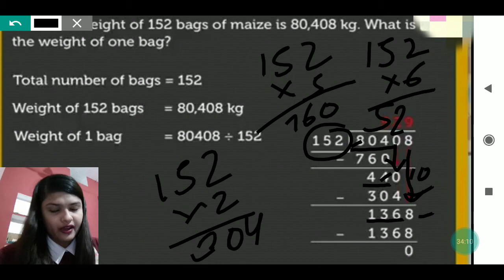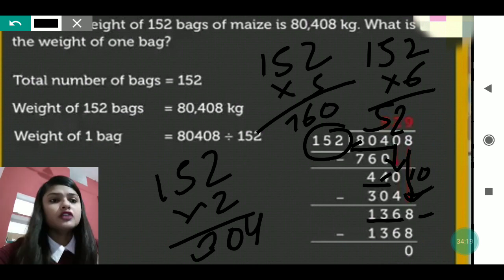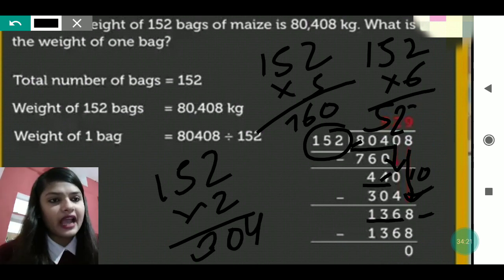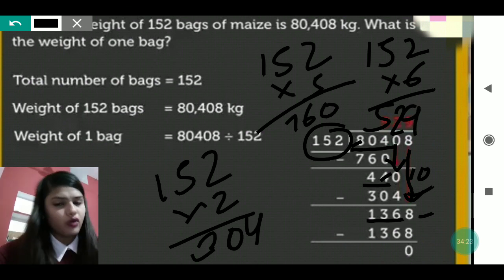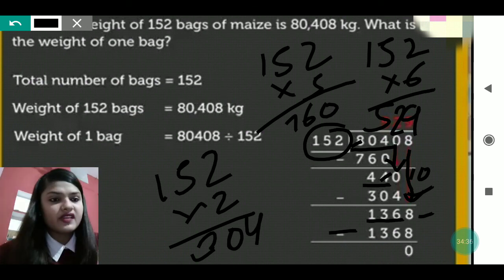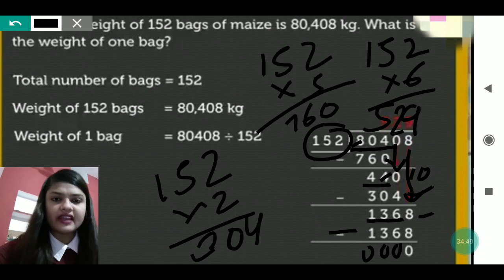Now 1368 we have to divide. So we have to read the table of 152 that many times in which the whole number will come, or less than that will come. When we read the table of 152 nine times, the whole number is coming, 1368. So that 1368 we will write just below the 1368 and we will subtract. When you subtract, you will get 0 at each place, and 9 you will write at the quotient place.